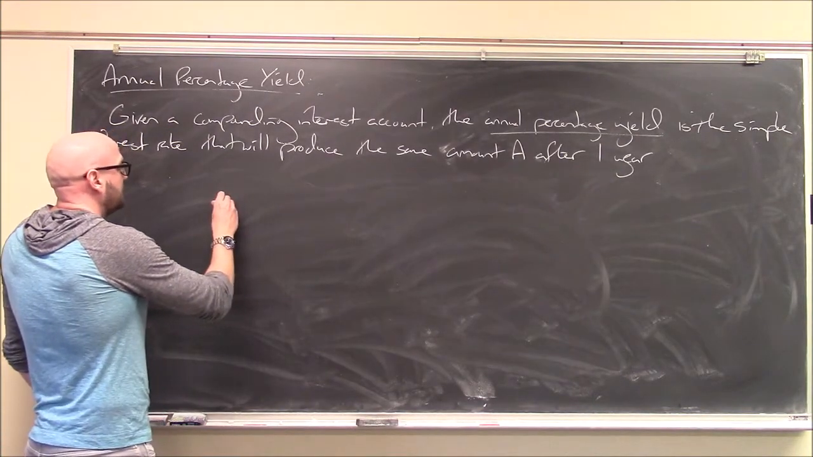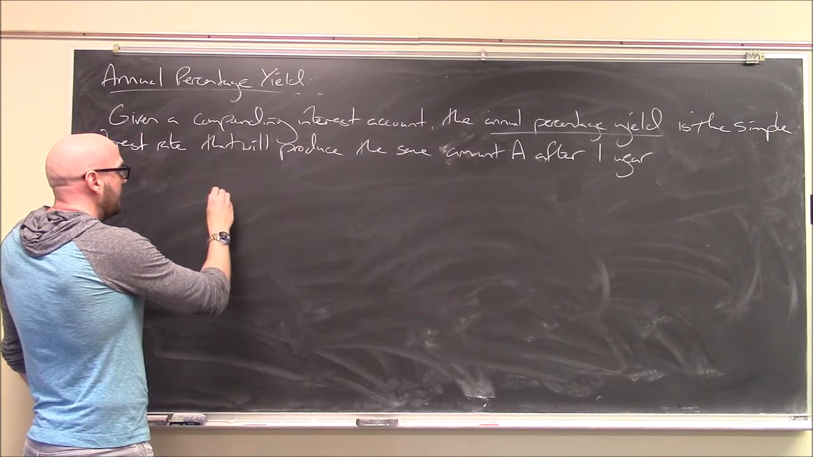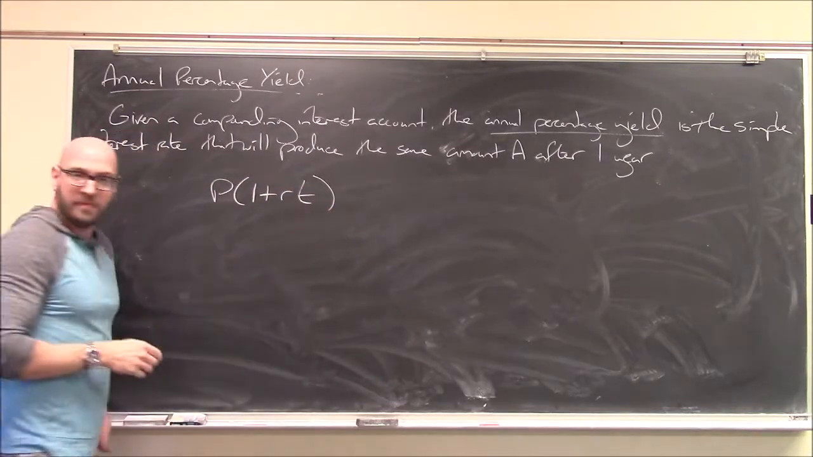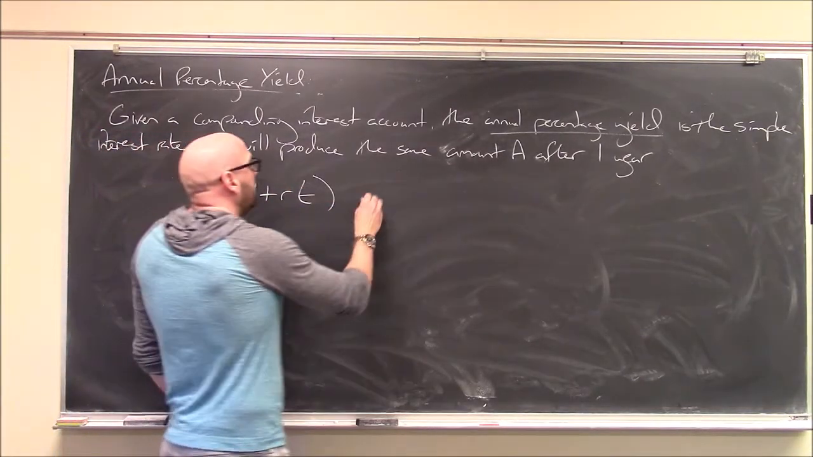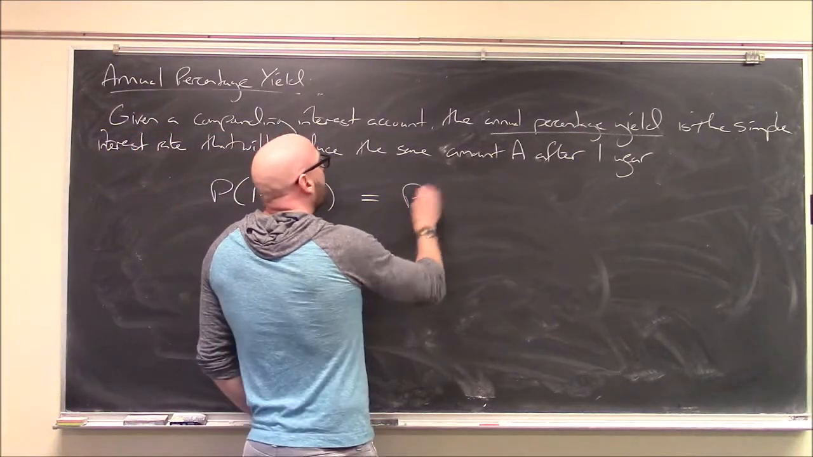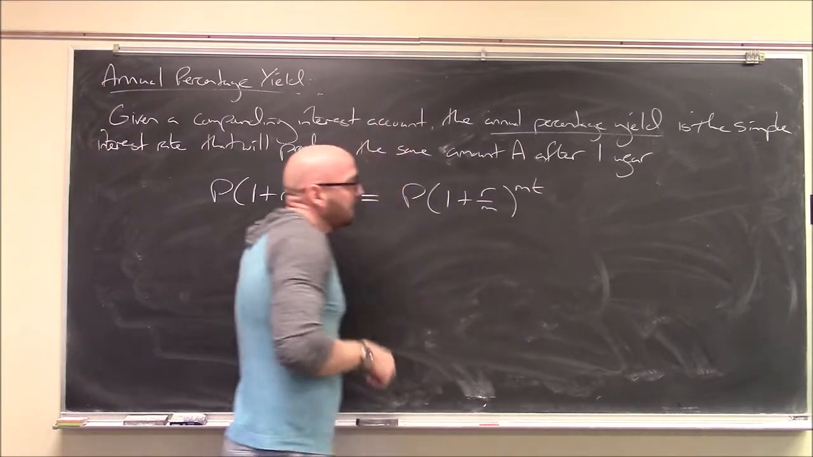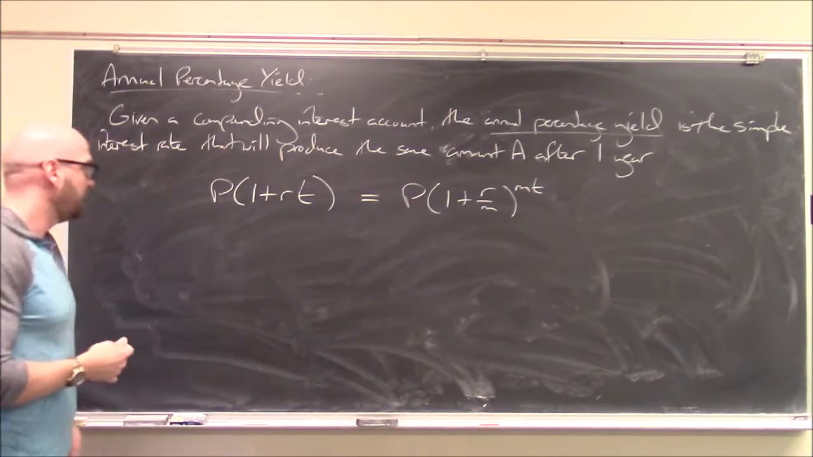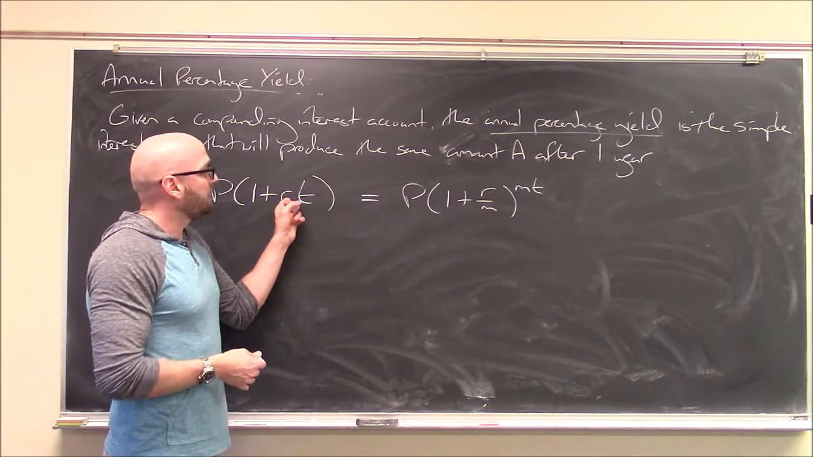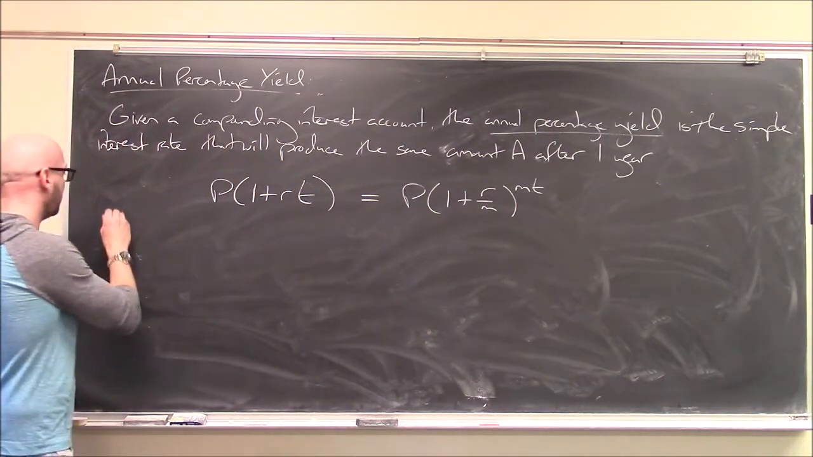So what are we doing here? What's the simple interest formula for A? It's P times 1 plus RT. And the formula for A for the compounding case is P times 1 plus R over M to the MT. This is the discrete case, not the continuous case. But I'm setting them equal to each other, and my question is, after 1 year, what value for R makes them equal? So we're going to set T equal to 1 year.